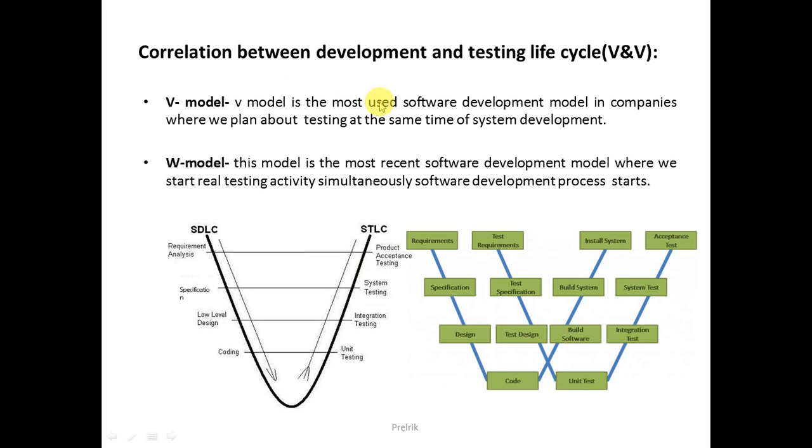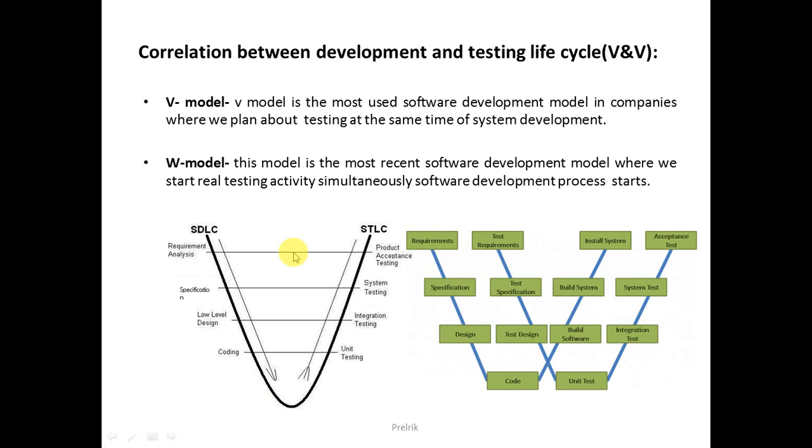V model is the most used software development model in companies, where we plan testing at the same time as system development. So what we are doing here is planning testing at the same time as software development. Okay, and now let's see the W model. So what's the difference in the W model?